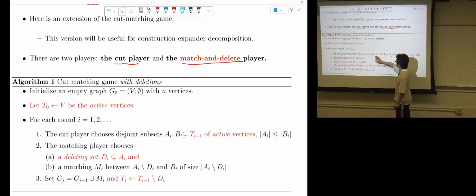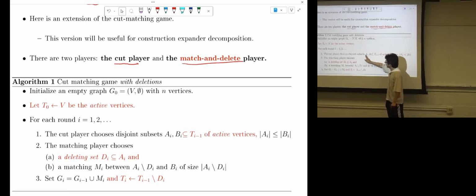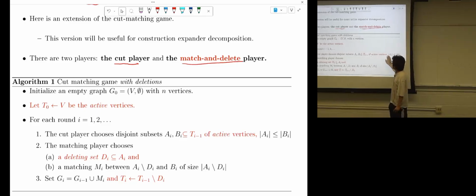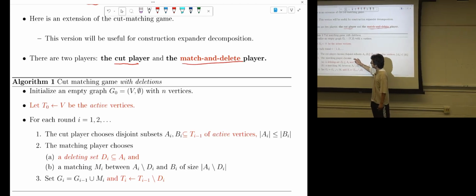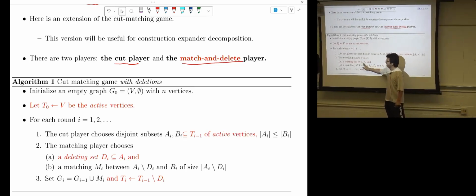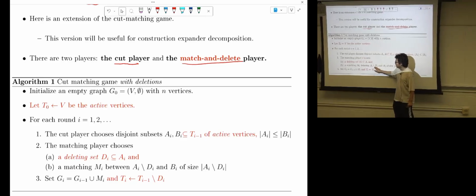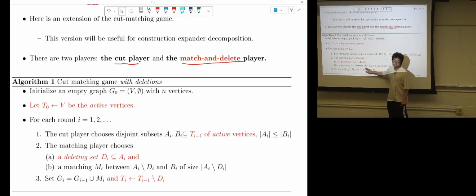Then for each round, the cut player chooses two disjoint sets, A_i and B_i, but now only from active vertices, and A_i is smaller than B_i. Now the matching player first chooses some set from A_i to delete, and then the part of A_i that is not deleted will be matched to B_i.